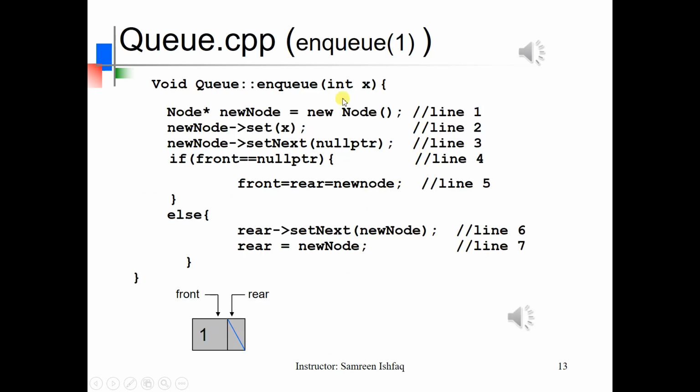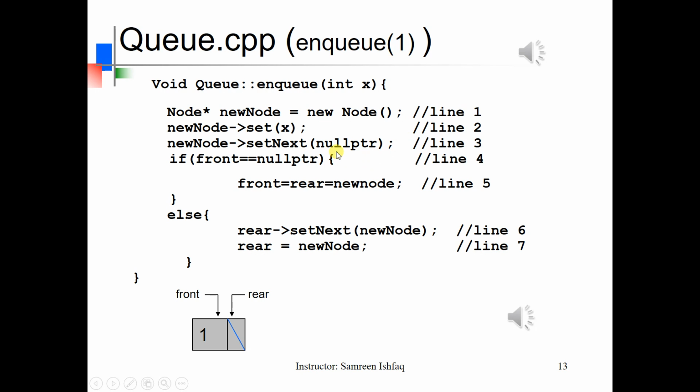Here is the definition of enqueue function. The enqueue function is used to add an element in the queue. It inserts the element at the rear of the queue. At line 1, a new node object is created using the new node statement, and a value is passed. If user wants to insert 1, then 1 is passed using the set function or set object function. You are familiar with this function, and the next pointer of the node will be set to nullptr.